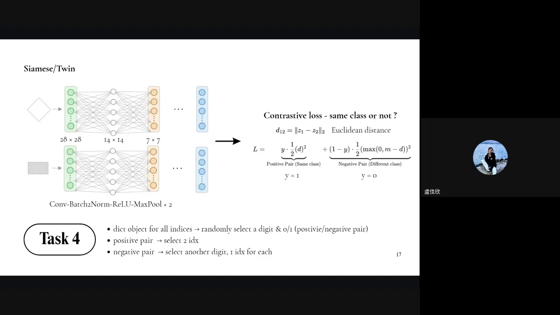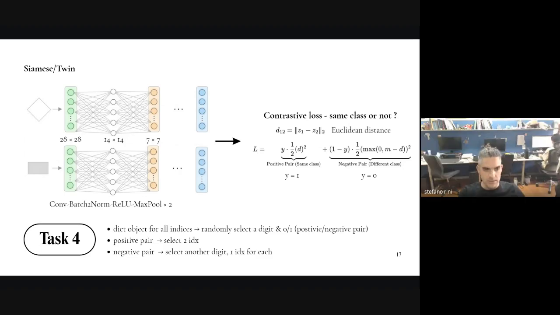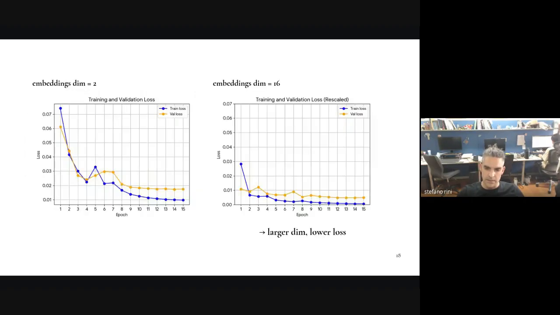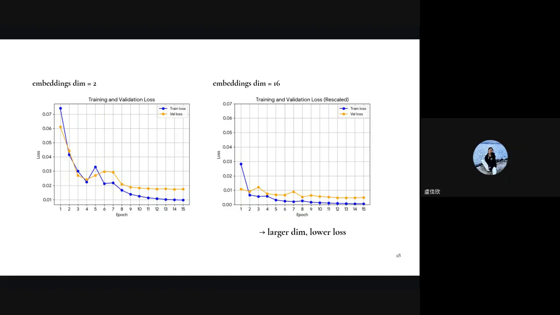And then we conducted the principal component analysis and the t-SNE. Do you want to move to the next slide? This is the curve: encoding 2, encoding 16, over 15 iterations, train and validation. We chose 15 epochs here to remain consistent with the previous task. And then next slide.